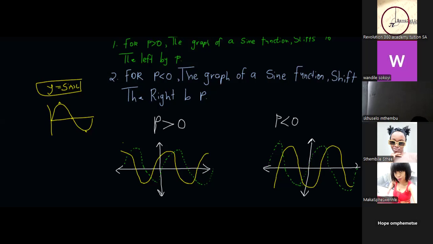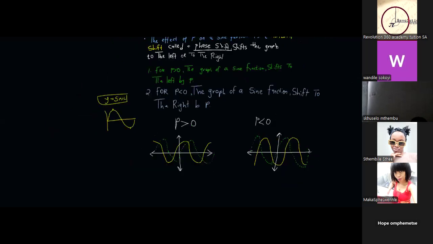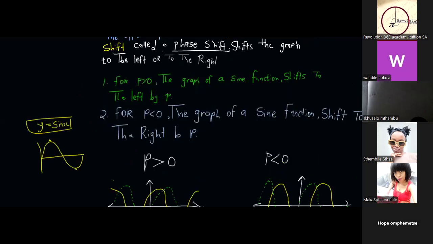So it actually depends on the knowledge that one will have mastered at that particular moment. What you can do for now is just understand that for p greater than 0, the graph of a sine function shifts to the left by p units. Then for p less than 0, the graph of a sine function shifts to the right by p units. And you'll understand these two graphs much better when we have understood the concept of how we shift the graph. Any question?